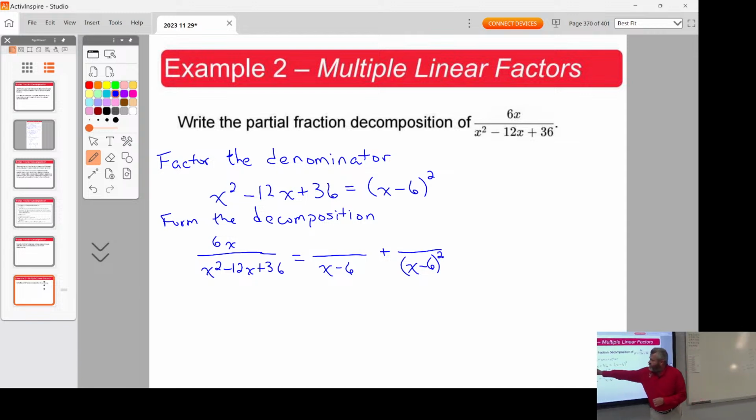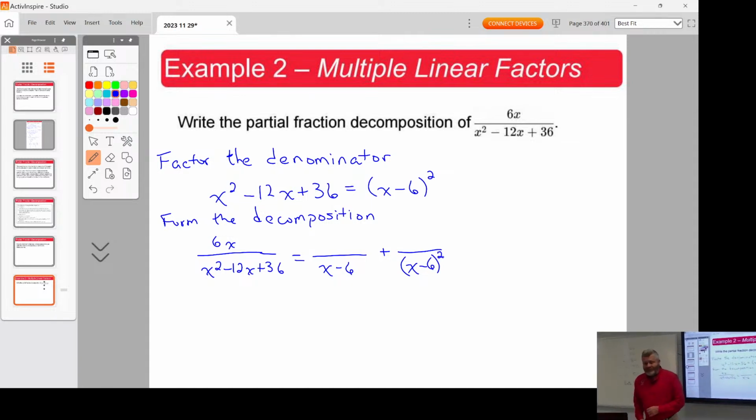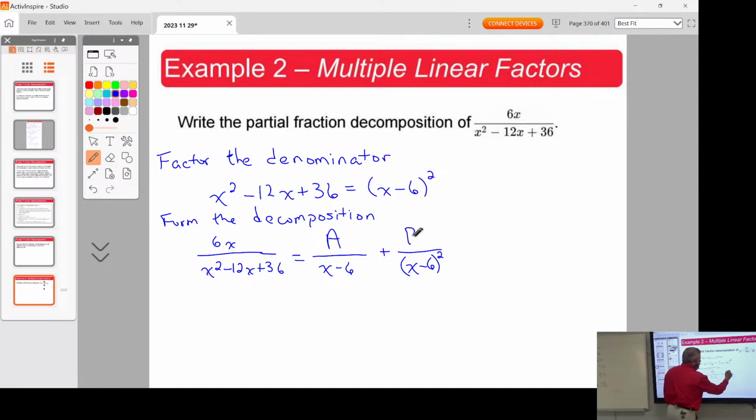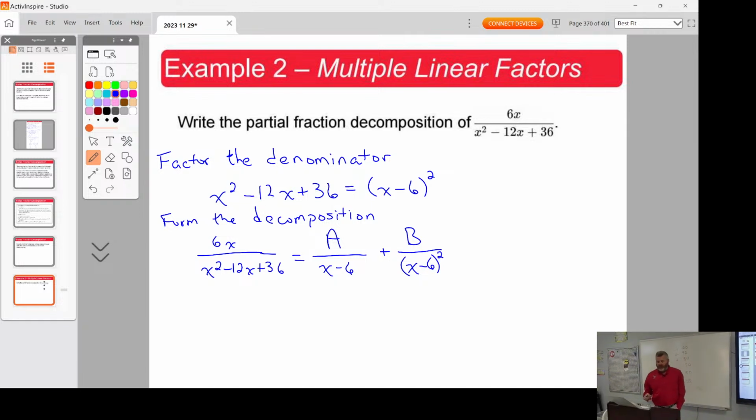If we started with some kind of a denominator that factored to x minus 6 cubed, we would have gone on and written plus something over x minus 6 cubed. Each denominator has to be different. What are my numerators? What's my numerator for the first one? A. What's the numerator for the second one? B. Because they're still linear factors.